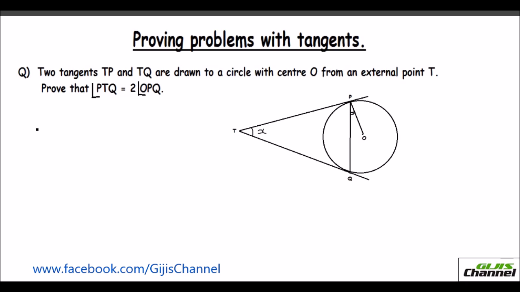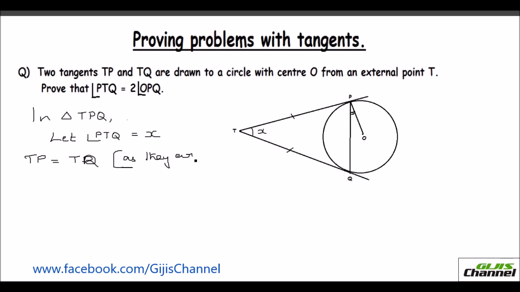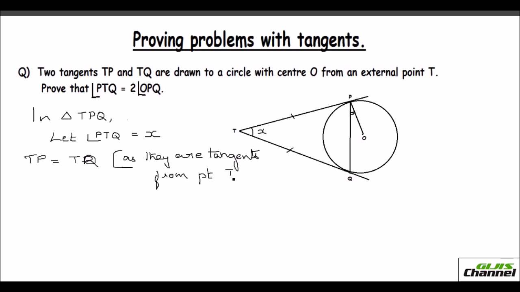First, let us take the triangle TPQ. Let angle PTQ be X. Since TP and TQ are tangents, I can say that TP is equal to TQ, because they are tangents from an external point, the point T. So they are equal.